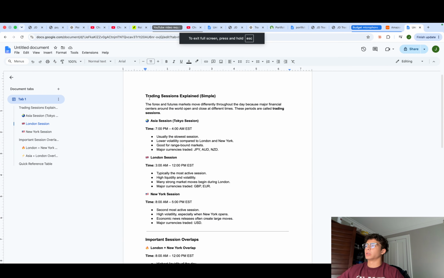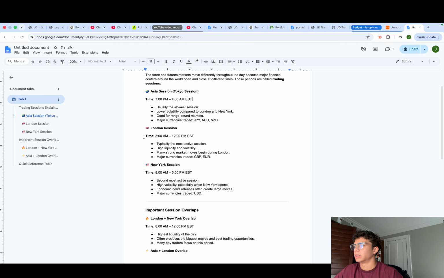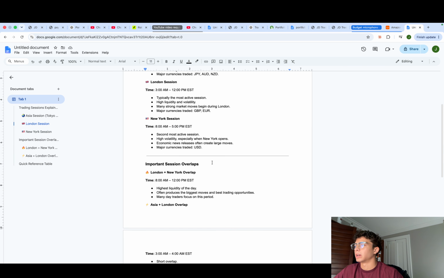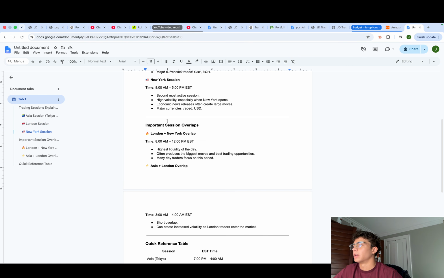So here's just the overall breakdown. This is EST. Just figure out what this is for your time zone. Asia is 7 p.m. to 4 a.m. Eastern, London 3 a.m. to 12, and then New York 8 a.m. to 5 p.m. But New York Open is at 9:30 a.m. And then here are just some of the overlaps of London and New York.